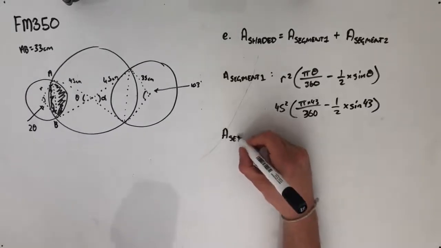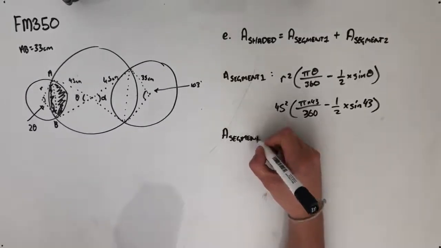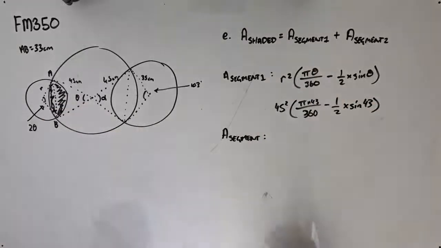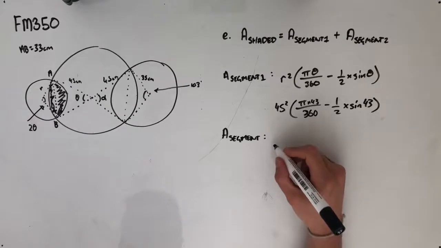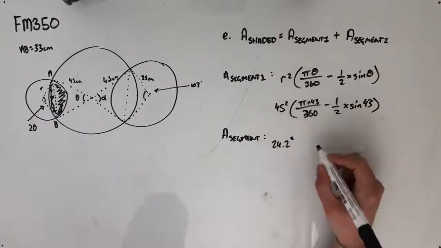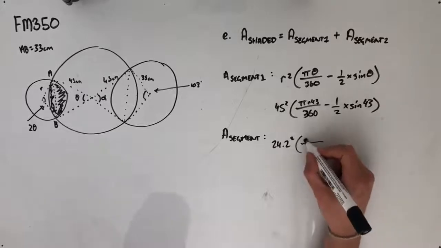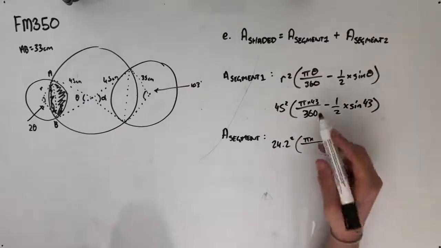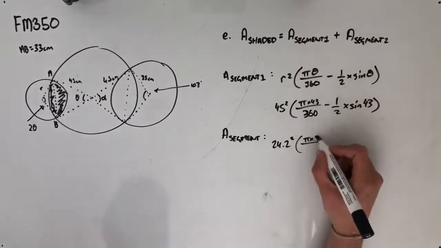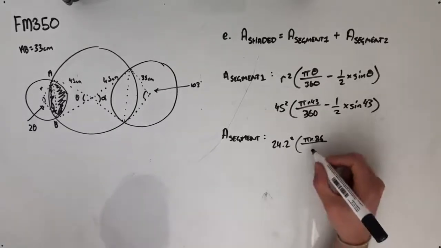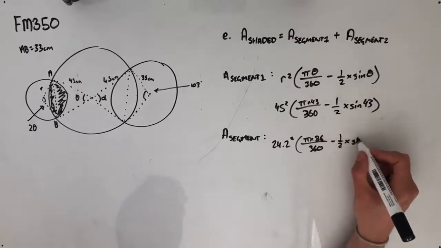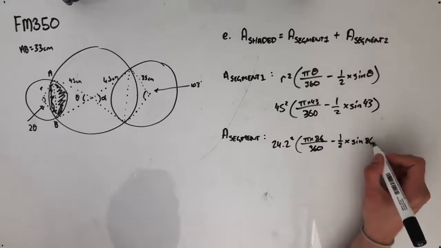The area of segment 2, we're going to use the exact same base formula, just adjusting for the different values of this second segment. So r in this case, we found just before to be 24.2, so that's going to be 24.2 squared times pi, and our angle that we found for this was 86 degrees, because it was 2 theta, so 86 over 360 minus 1 on 2 times sine of 86.